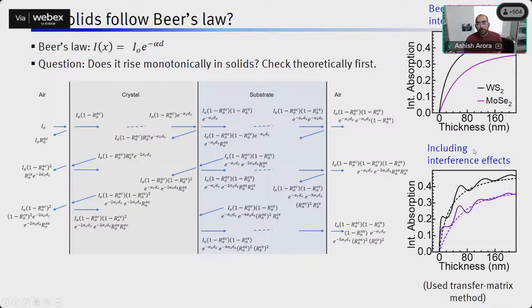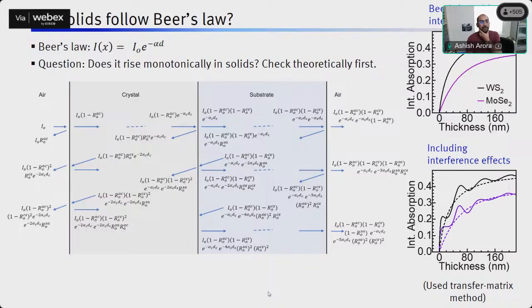We find theoretically that this law should get strongly modified. In fact, there should be these oscillations, and these oscillations should deviate strongly from Beer's law. Now, this is all theory. What do we do for checking experiment?